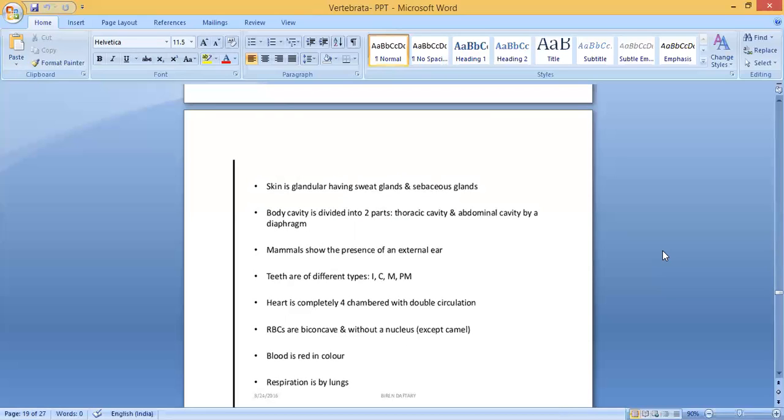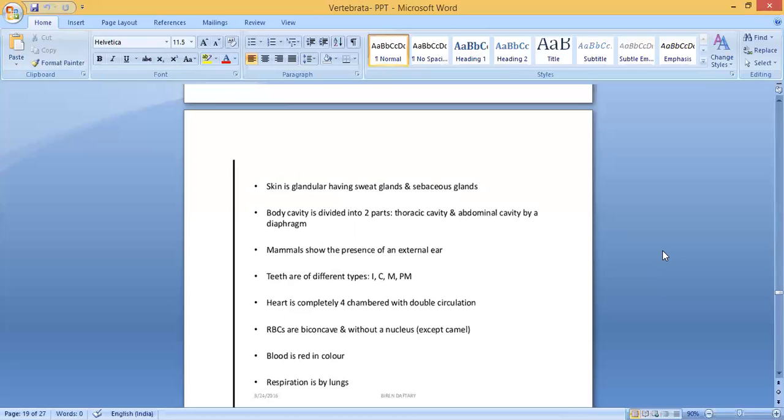Skin is glandular, having sweat glands and sebaceous glands. Yes, in the skin we have two types of glands. It's the glandular type. We have sweat glands which produce sweat, sebaceous glands which produce sebum.